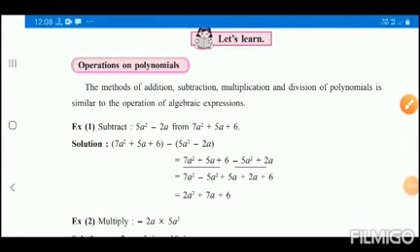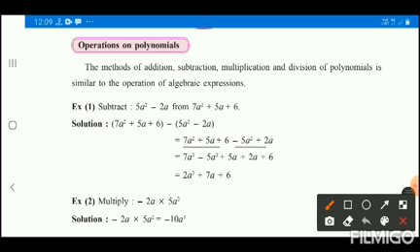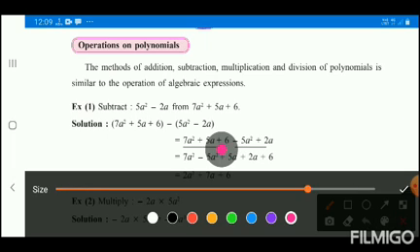Hi students, let us learn about operations on polynomials. There are four operations that you know very well: addition, subtraction, multiplication and division of polynomials. It is similar to the operations on algebraic expressions. We will just see a few examples.